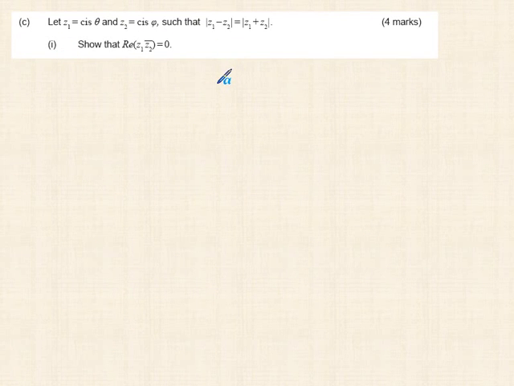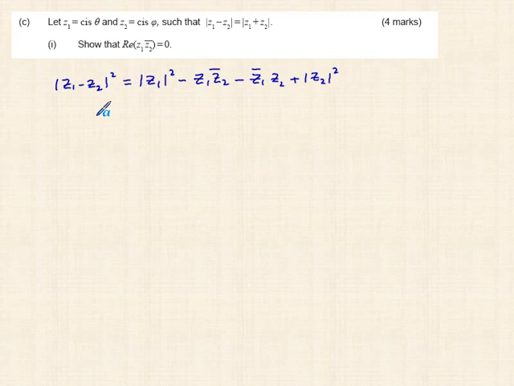This final part is quite tricky and just relates to something that's actually on the formula sheet. If we do mod z1 minus z2 squared, that's actually equal to mod z1 squared, take away z1 z2 bar, take away z1 bar z2, plus mod z2 all squared. If we do the same for z1 plus z2, then it's the same but with pluses in the middle here.